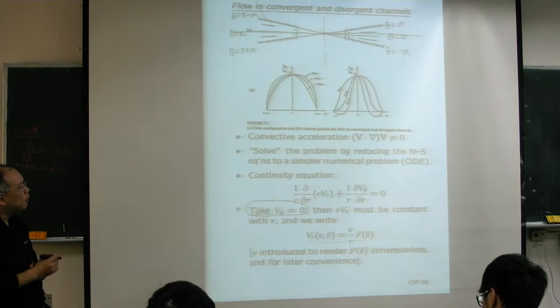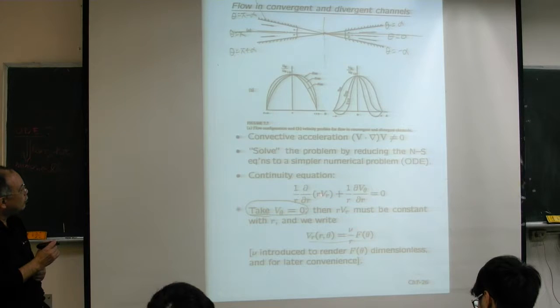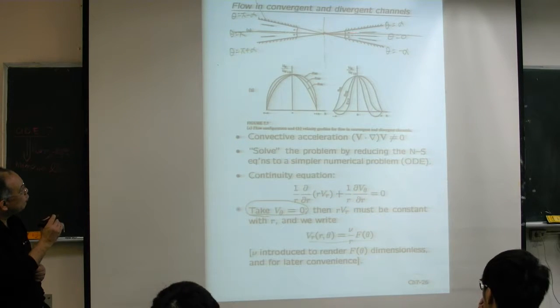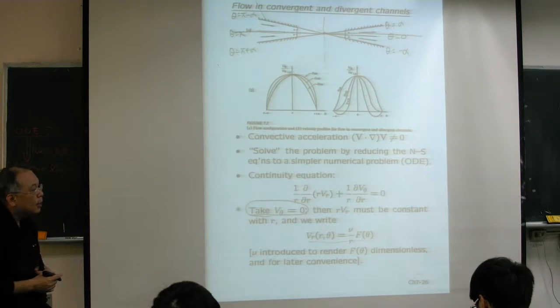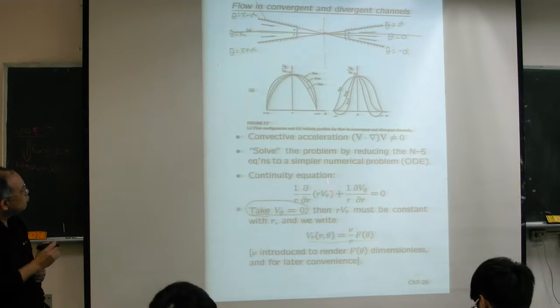For this kind of flow, we have UR and U theta. UR means the radial direction flow, and U theta means the tangential direction flow, right? For this kind of flow, we take V theta equal to 0. We don't have any tangential flow. We only consider the radial direction flow. So we can simplify this continuity equation. With V theta equal to 0, the derivative of R VR should be equal to 0. That means R VR should be a constant.